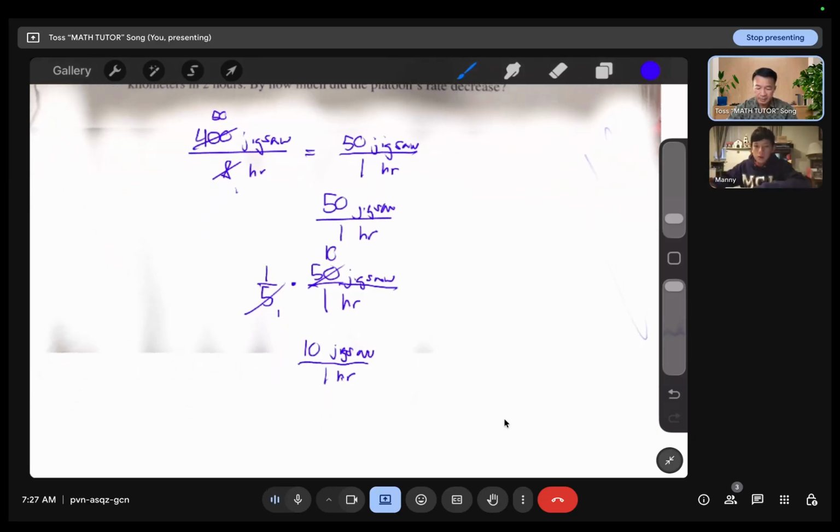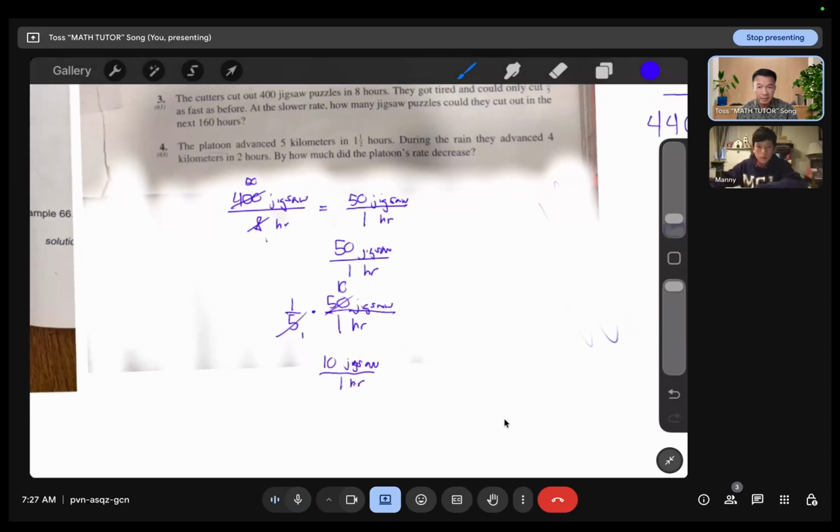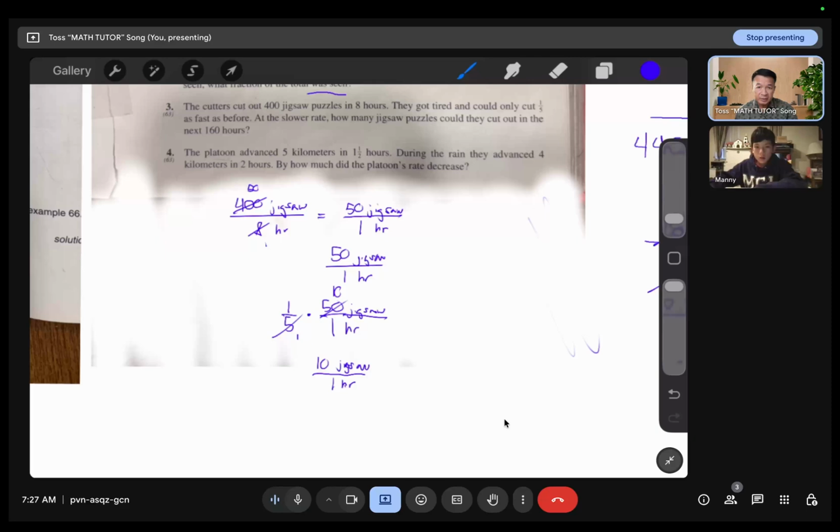Now we can use this to move on. Now we can times it by the 160 that you wanted to do. How many jigsaw puzzles can they cut out in the next 160 hours? If you notice, it makes perfect sense. Now, I know we're dissecting this because of the way it's worded. 1/5 means that it's slowed down, right? A fifth of a speed is like a slower speed, right?